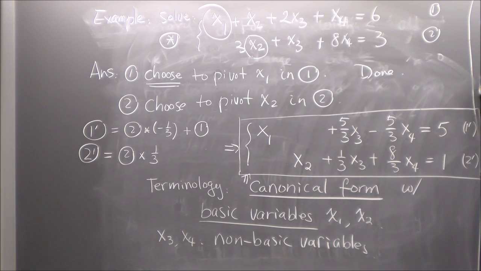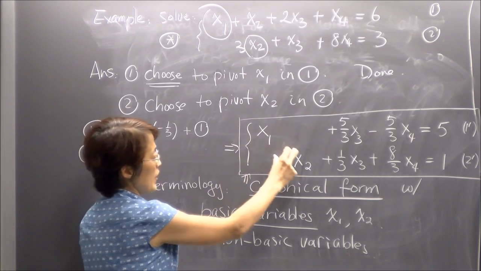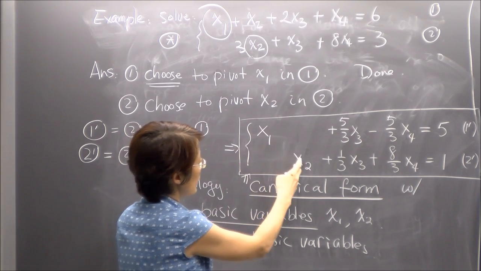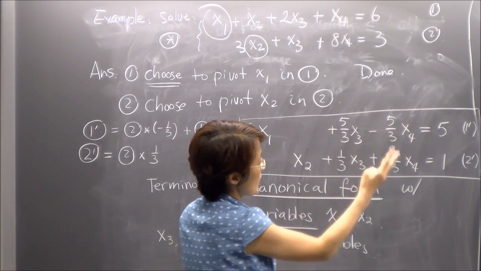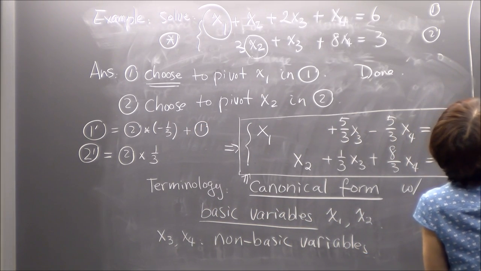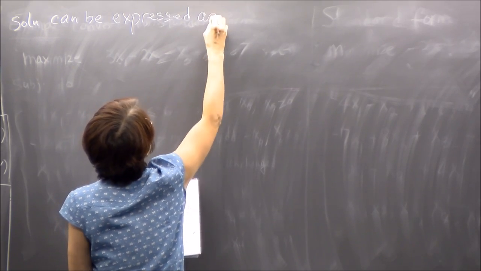Okay, so how can we interpret the solution now if you have it in canonical form? So you see, one way of expressing the solution for this would be I keep the basic variables on the left-hand side and move everything else to the right-hand side. So I express basic variables in terms of the non-basic ones, and the non-basic ones will be arbitrary. Is that right? So let me write out, okay? So solution can be expressed as, I can write it as the following.